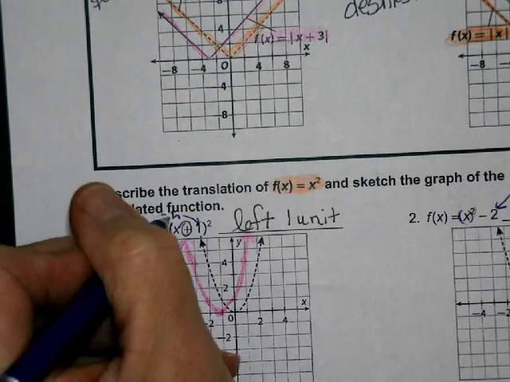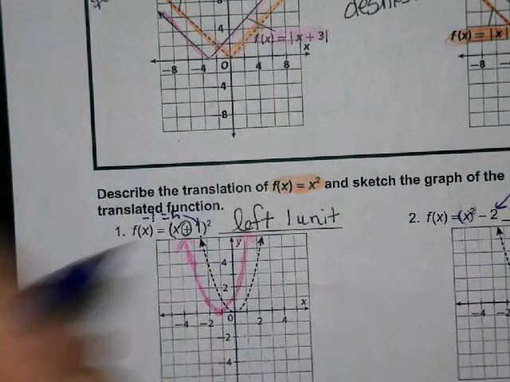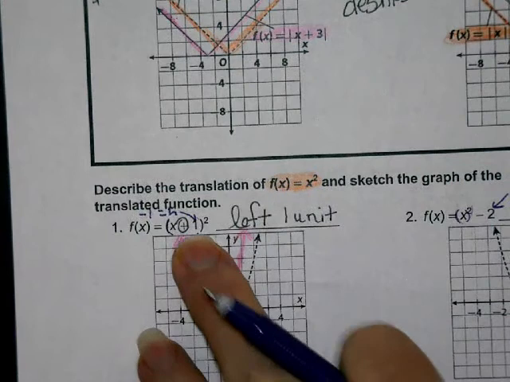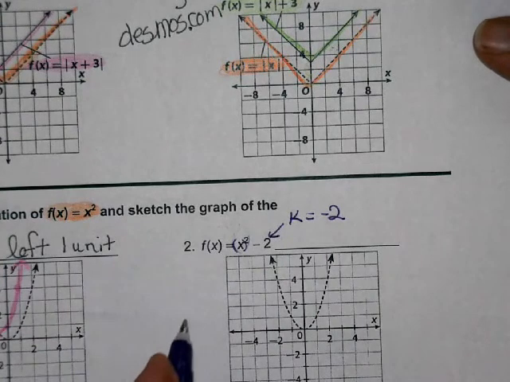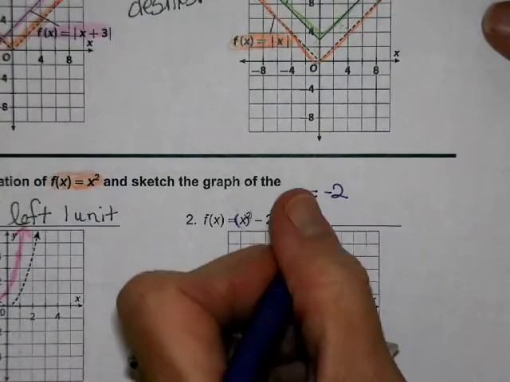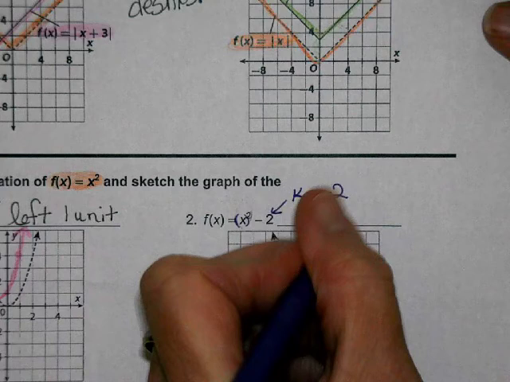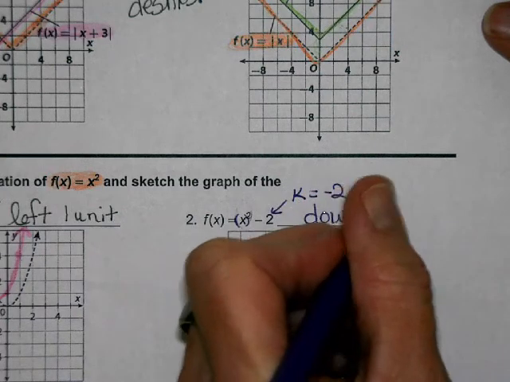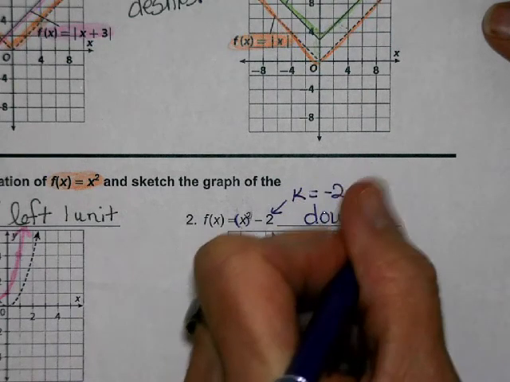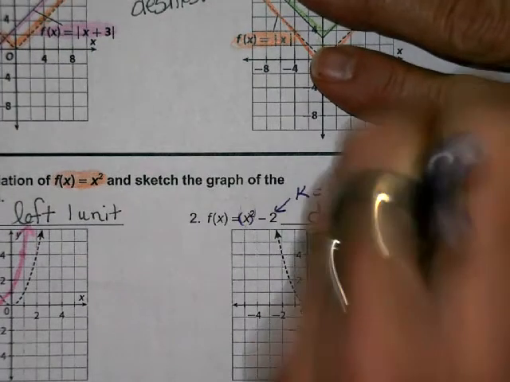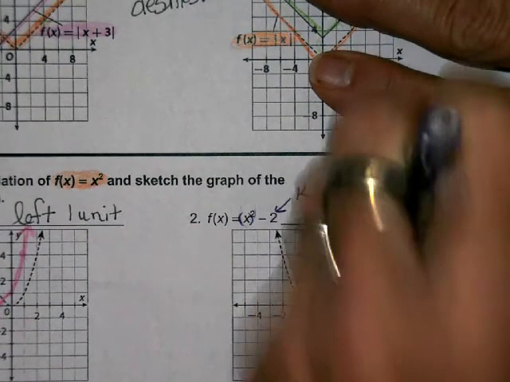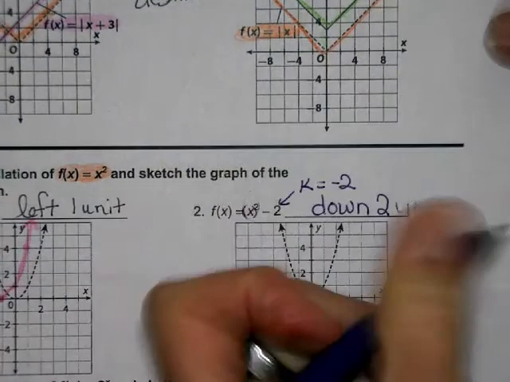And K is a -2. Here, H was a -1, because I saw a plus, but it's crazy. Here, K is what it is. So what are we going to do? Up or down? Down. And remember, when we talk about the units, it's without the sign.